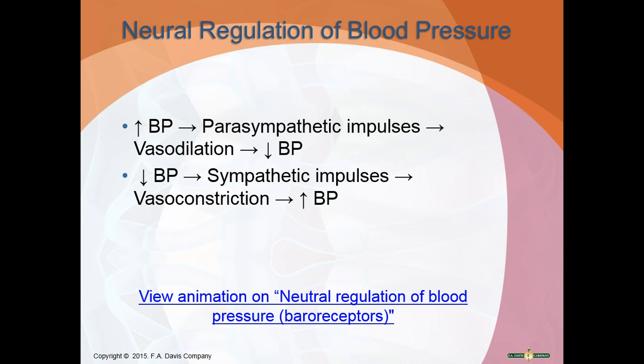center in the medulla. If the pressure is too high, the medulla increases its output of parasympathetic impulses. This causes vasodilation. Heart rate and stroke volume decrease, and blood pressure drops. If the pressure is too low, the medulla increases its output of sympathetic impulses. Vasoconstriction occurs, heart rate and stroke volume increase, and blood pressure rises. So this is how the nervous system regulates blood pressure.